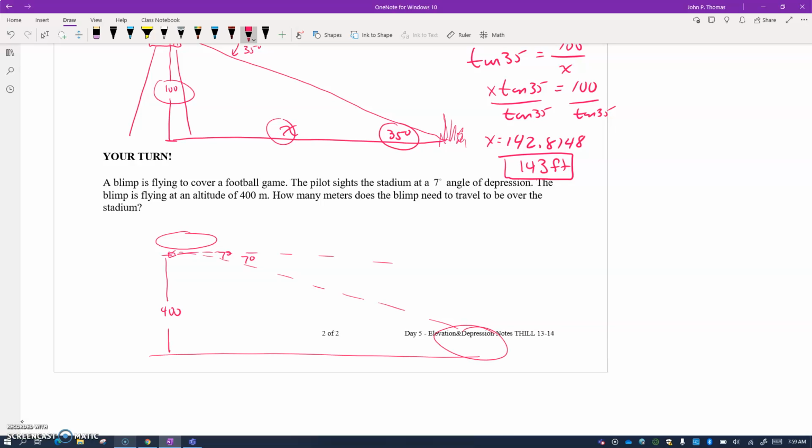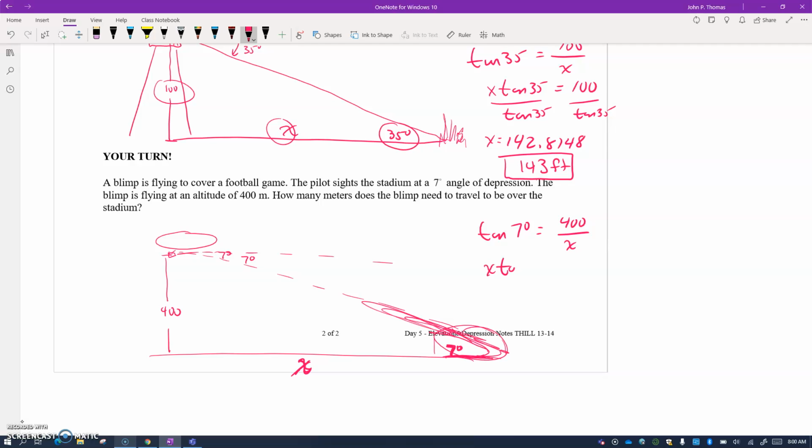Over here is our stadium, and we want to find out how many meters the blimp needs to travel to be over the stadium. So we want to find this side down here again. The 7-degree angle of depression is the same as the 7-degree angle of elevation from the other side. So we've got another opposite and adjacent, so tan of 7 degrees equals 400 over x.